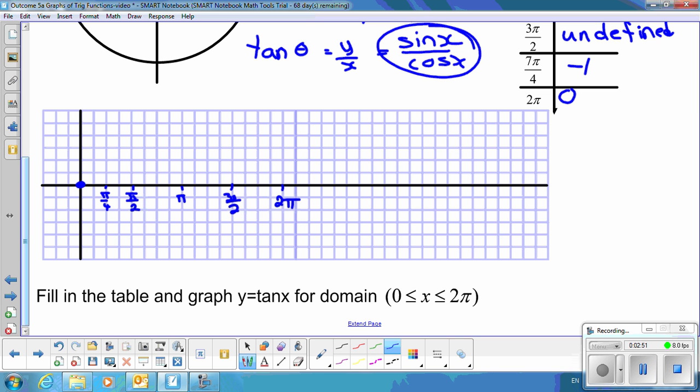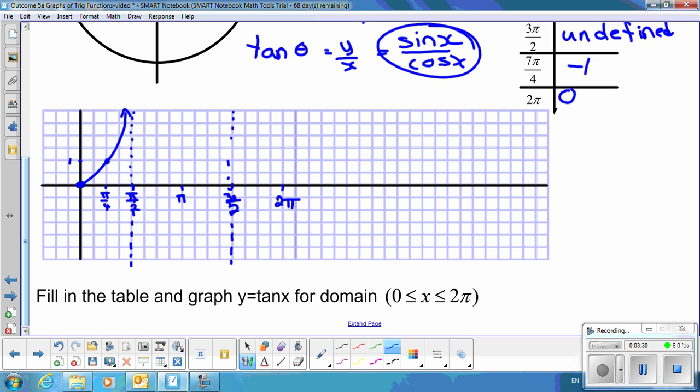Actually, let's go back and look at our undefined. Undefined in terms of a graph means that we have a vertical asymptote at that point. So we have vertical asymptotes at pi over 2 and at 3 pi over 2. At pi over 4, we have a y value of 1, so we're up to this point. And so our graph is going to go like this. We could pick values in between pi over 4 and pi over 2 and see that they are larger than 1. And that the closer we get to pi over 2, the larger those values get.